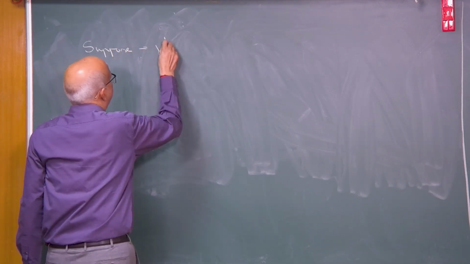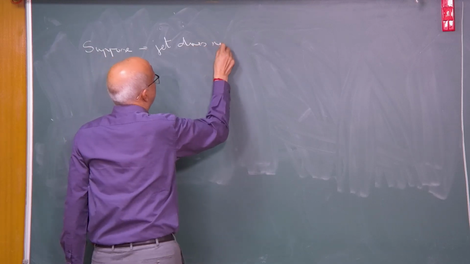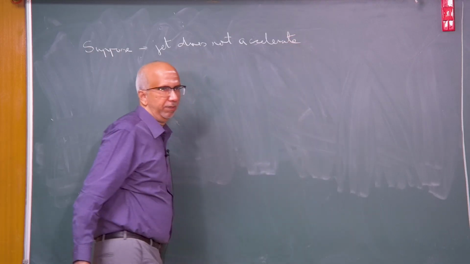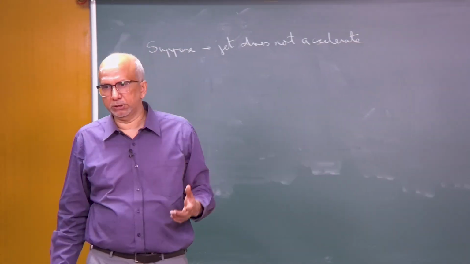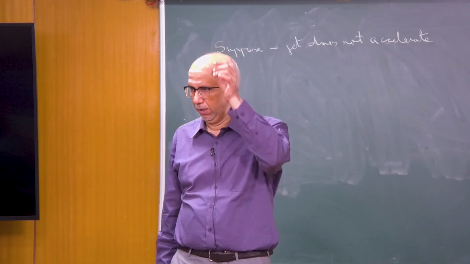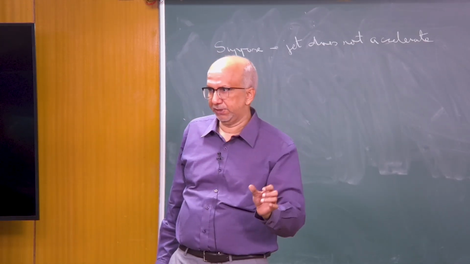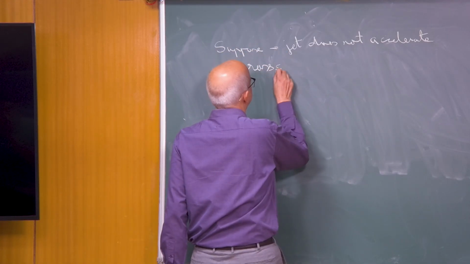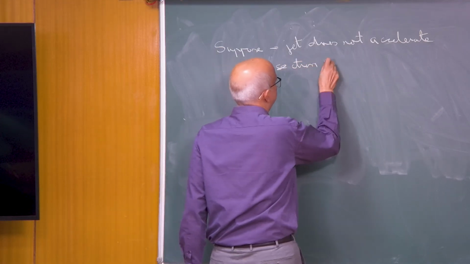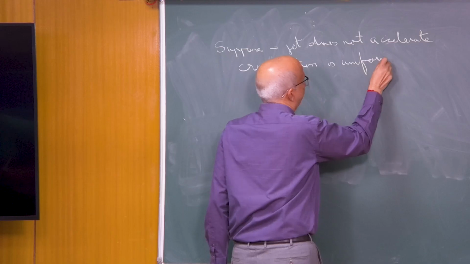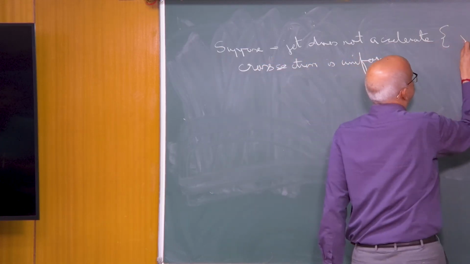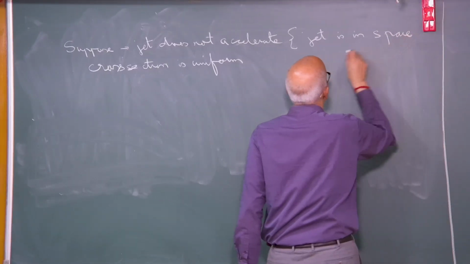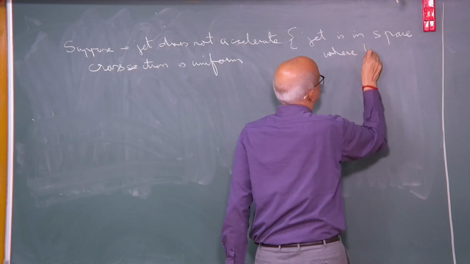Now, suppose the jet does not accelerate. I mean, supposing you are doing this experiment in outer space where there is no gravity. Then the jet will have a constant cross section. The cross section is uniform. Say the jet is in space where there is no gravity.